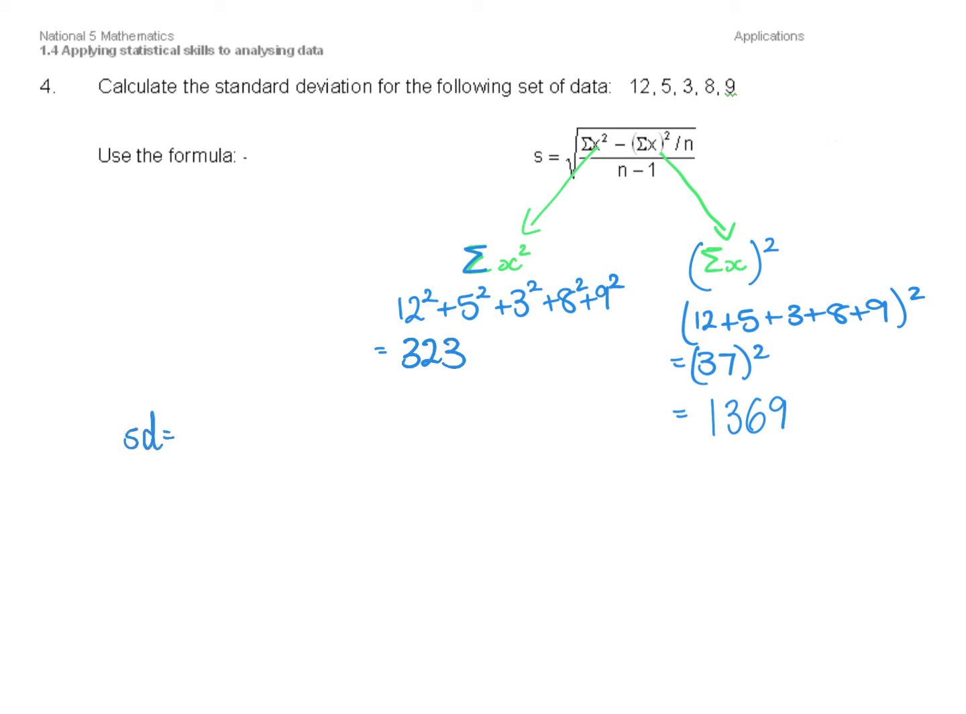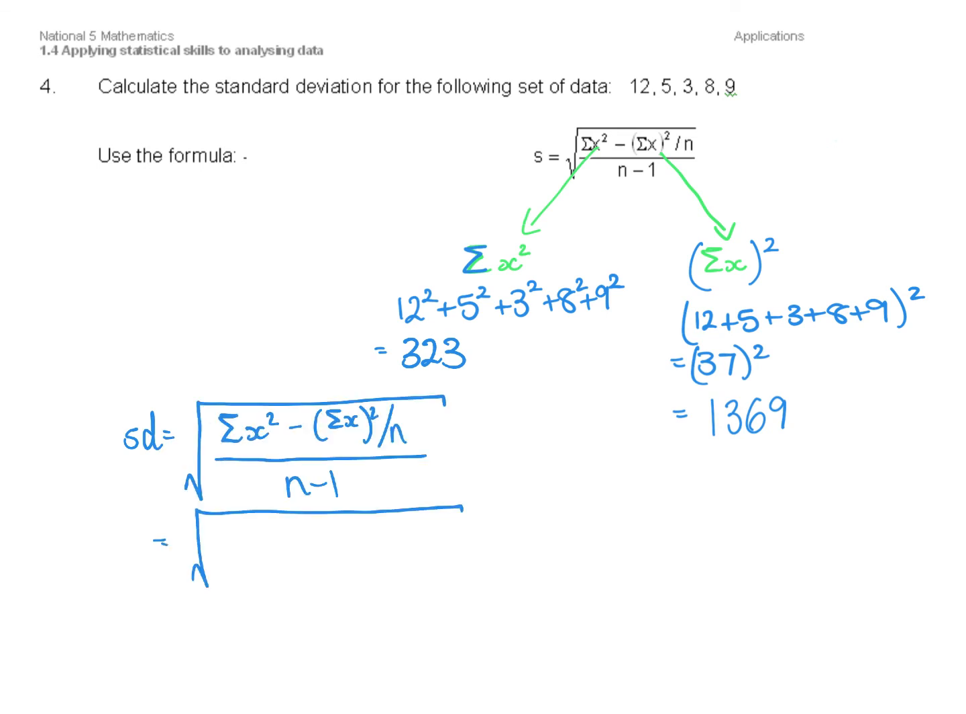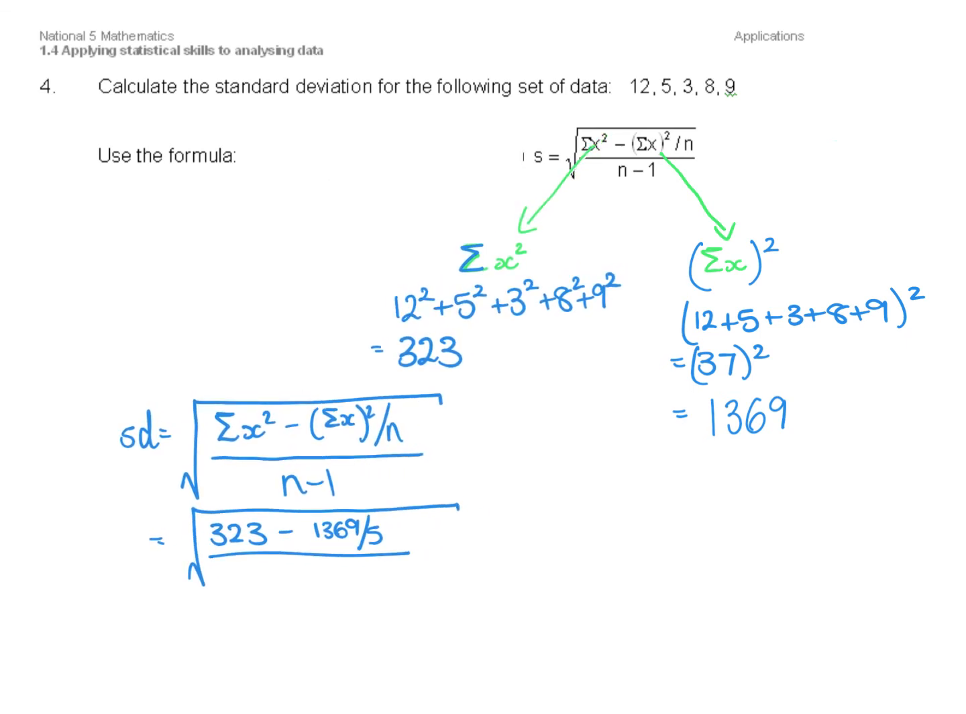Okay, so let's substitute that into our formula to get standard deviation. Okay, so that's the formula written out. So the sum of the x squareds, that was 323. The sum of the x's squared. Now we have to divide that number by n. Remember, n is how many numbers there are in the original list. There's 5 up there. And then we have to divide all of that by n minus 1. 5 take away 1 is 4.